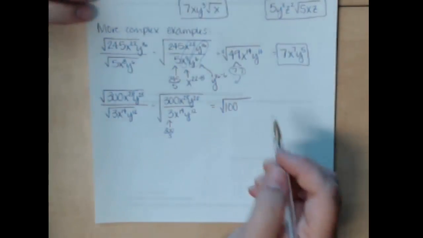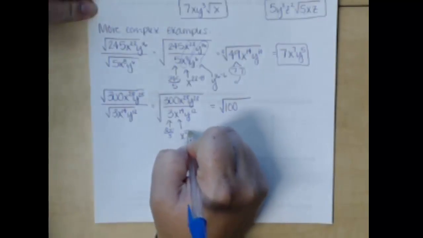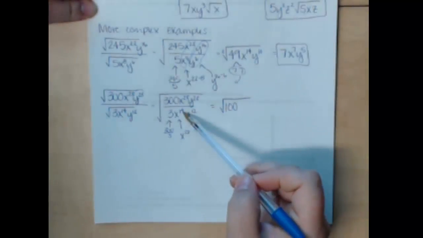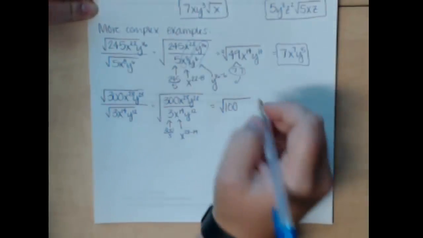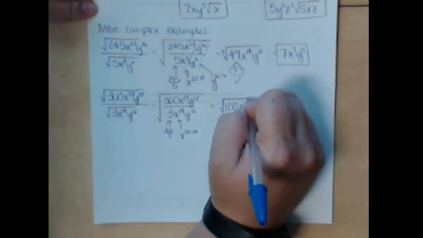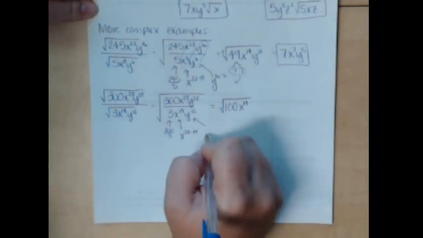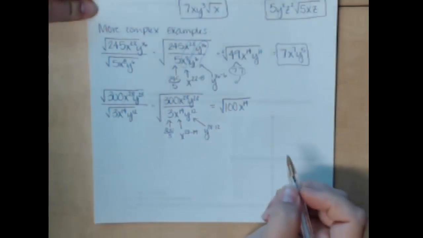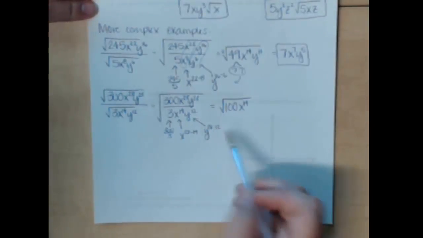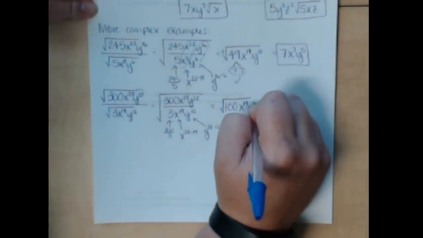If I look at my x's, I have x to the 28th on top and 14th on the bottom. So it'd be like x to the 28th minus 14, which gives me x to the 14th. And then when I look at my y's, same thing. I have y to the 28th on top and 12th on bottom. So it's like subtracting those exponents, which gives me y to the 16th.